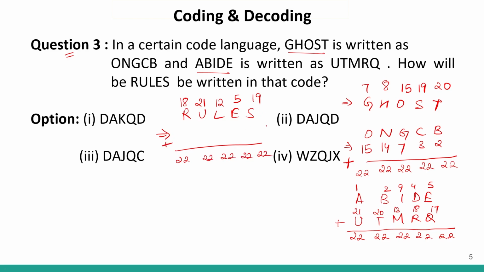So for 19 to make it 22, I have to add 3. For 5 to make 22, I have to add 17. For 12 to make 22, I have to add 10. Here I have to add 1 and here I have to add 4. So for 4 we have D, then we have A, for 10 we have J, for 17 we have Q and for 3 we have C. So the code will be D, A, J, Q, C.